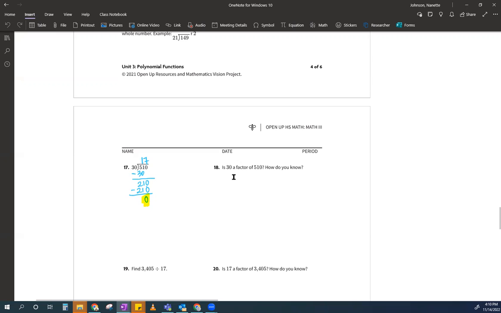Okay, so then it asks you this: is 30 a factor of 510? And the answer is yes. How could you tell? Because there are no remainders. Another way that you could tell is I could rewrite 510 as 30 times 17. So that's how I know that 510 has a factor of 30.